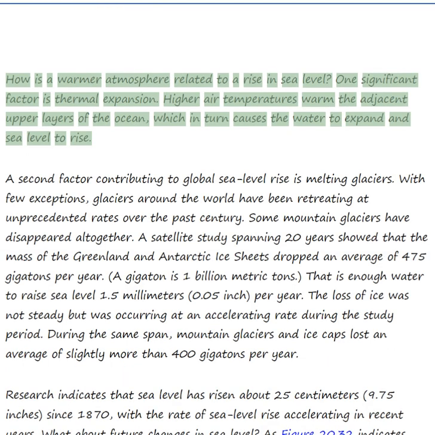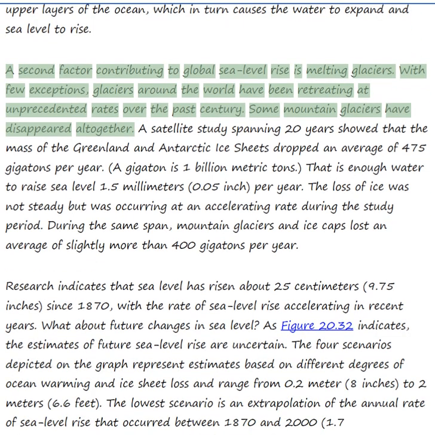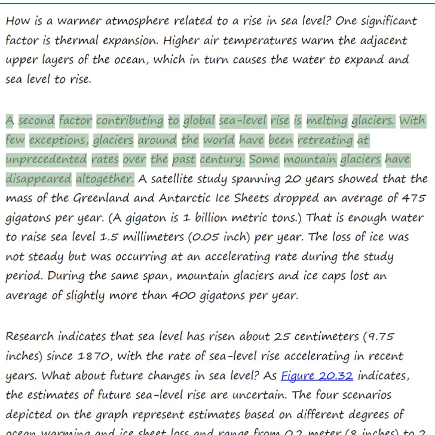How is a warmer atmosphere related to a rise in sea level? One significant factor is thermal expansion. Higher air temperatures warm the adjacent upper layers of the ocean, which in turn causes the water to expand and sea level to rise. A second factor contributing to global sea level rise is melting glaciers. With few exceptions, glaciers around the world have been retreating at unprecedented rates over the past century. Some mountain glaciers have disappeared altogether.